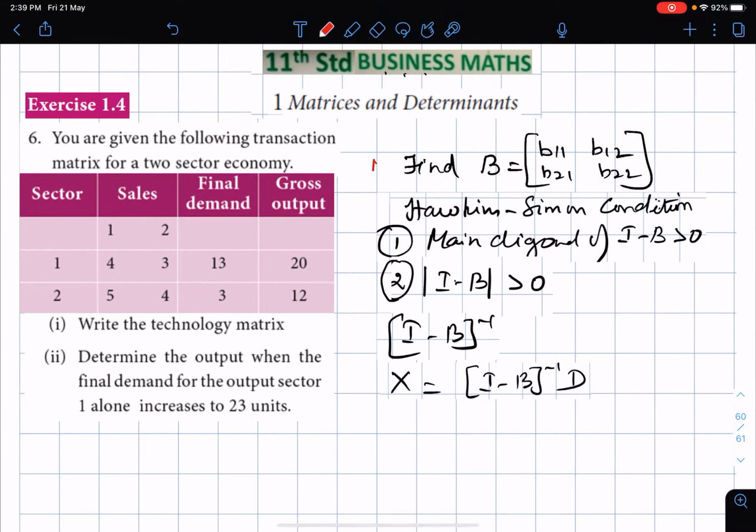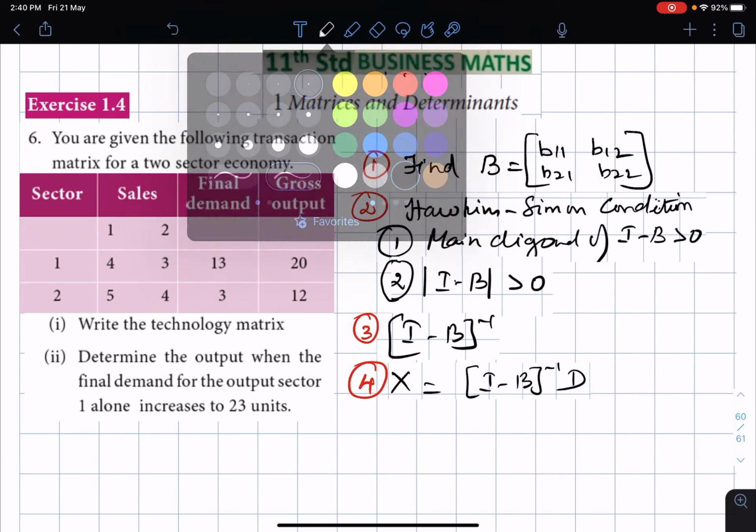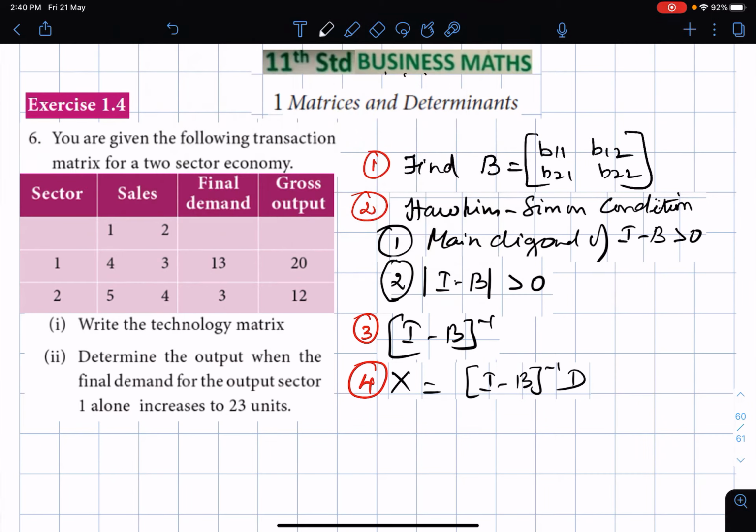Second, you are going to verify your Hawkins-Simon condition. So two subdivisions you have got. Third, you are going to find out I minus B the whole inverse, and the final step is going to be your solution X equal to I minus B the whole inverse into D. When you divide this problem into these 4 steps, it is easy for you to do your problem whatever type they give, when they ask the output, gross output.